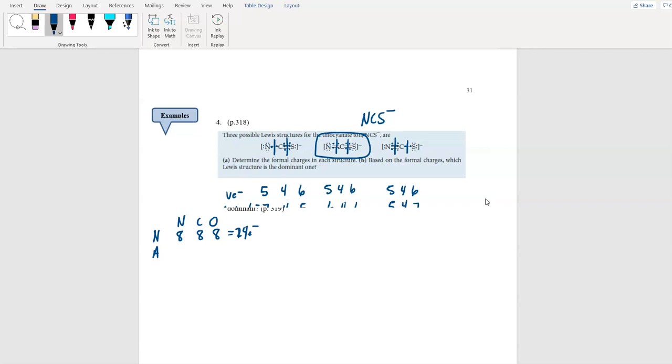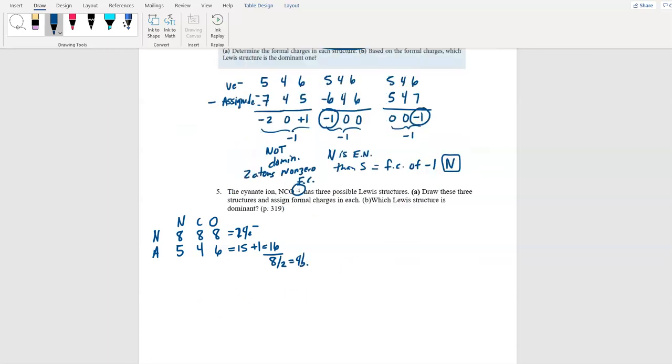And for nitrogen, valence electron has 5, carbon has 4, oxygen has 6. And when you add that up, you got 9 plus 6 is 15. But remember, gained 1. So we got to add 1 to it, so 16. 24 minus 16 is 8. Divide by 2. There are 4 bonds in the structure. So now we're going to draw it. N, C, and O, okay?